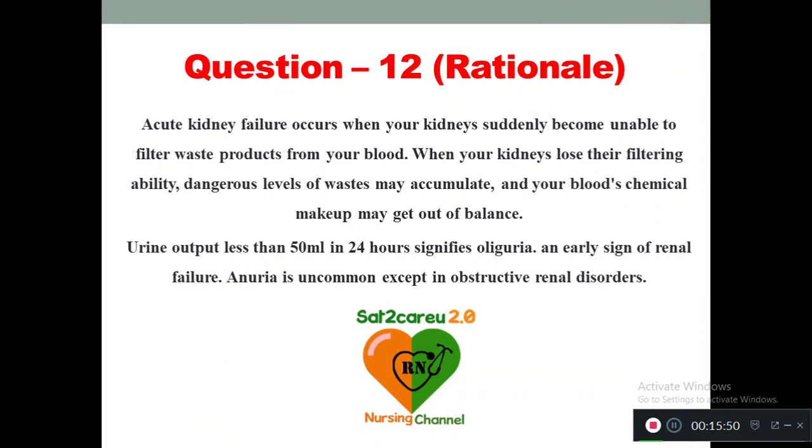The rationale: acute kidney failure occurs when your kidneys suddenly become unable to filter waste products from your blood. When your kidneys lose their filtering capacity, dangerous levels of waste may accumulate and your blood chemical makeup may get out of balance. Urine output less than 50 ml in 24 hours signifies oliguria, an early sign of renal failure. Anuria is uncommon except in obstructive renal disorders.